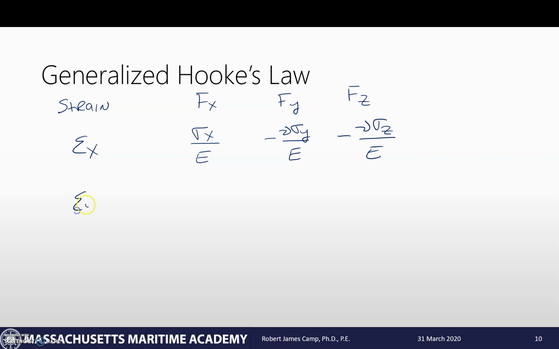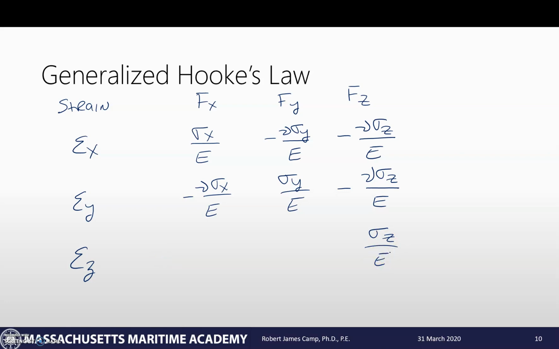We can do the same thing for strain in y. We start here: the normal strain, just from the force, is going to be the stress in y divided by the modulus. Then we come over here, negative Poisson's ratio times the stress in the x direction divided by E, negative Poisson's ratio times the stress in the z direction divided by E. And the same thing for the strain in z: the normal strain is the normal stress divided by the modulus, and I subtract from that Poisson's ratio times the stress in the x divided by E, minus Poisson's ratio times the stress in the y direction divided by E.